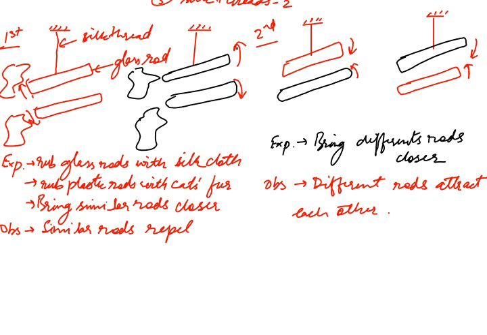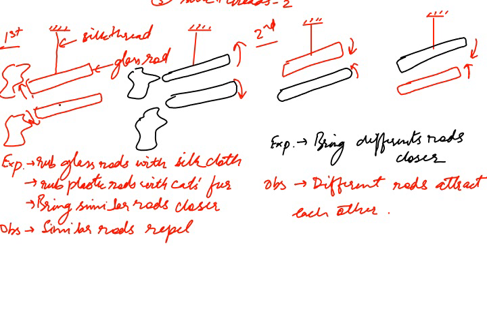From the observation of the first 2 processes, what can I conclude? I have rubbed a glass rod with silk cloth and another glass rod also with silk cloth. So something has happened to the glass rods after rubbing, and also something has happened to the plastic rods, that they now started behaving differently. Earlier there was no attraction or repulsion, but after rubbing them with silk cloths, they are repelling each other. So whatever has happened to the first glass rod, the same thing has happened to the second glass rod.